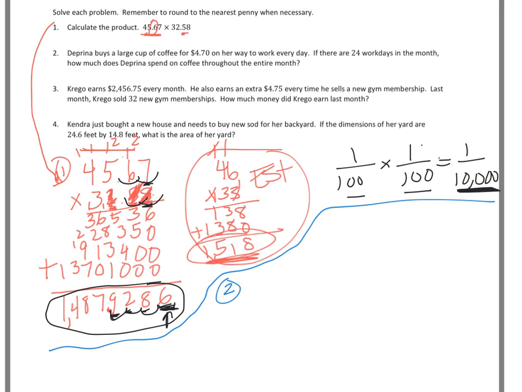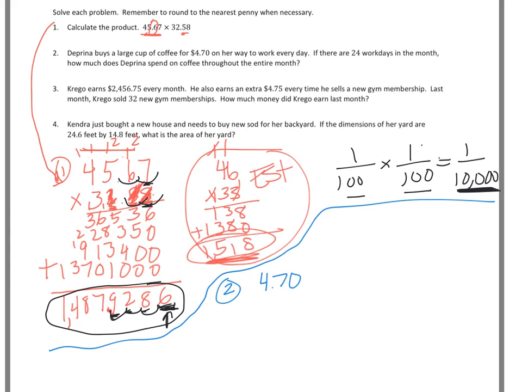It says, Deprina buys a large cup of coffee for $4.70 on her way to work every day. If there are 24 work days in the month, how much does Deprina spend on coffee throughout the entire month? You can already tell Deprina is spending an awful lot of money on coffee.